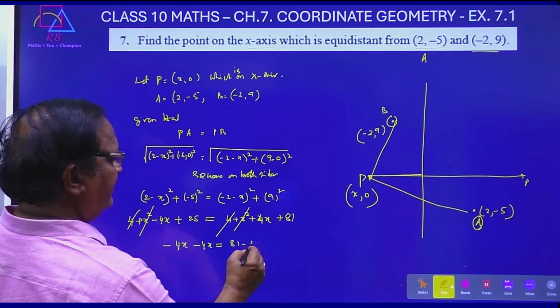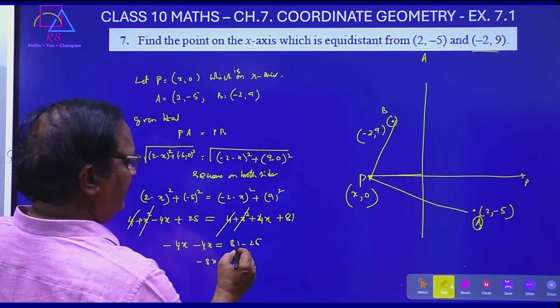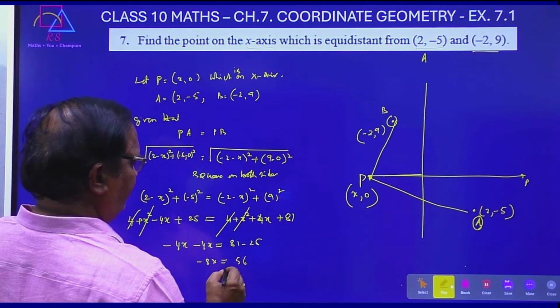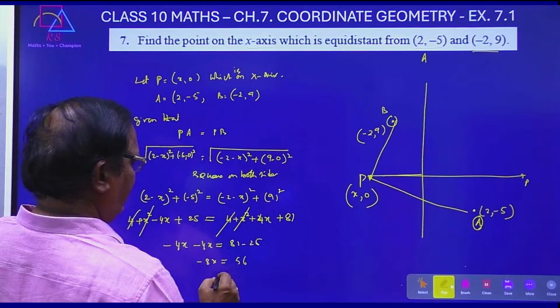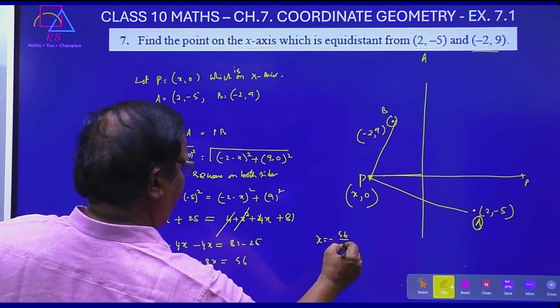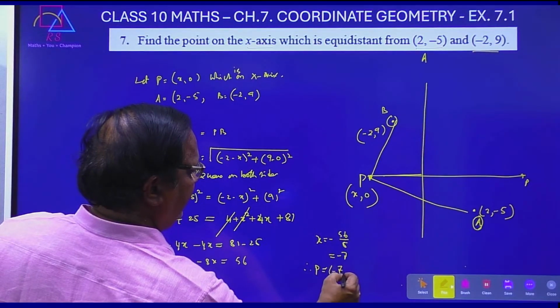So minus 4x, this 4x comes to this side, and 25 goes that side. Minus 8x is equal to 81 minus 25, which is 56. So x is equal to minus 56 by 8, which is minus 7. Therefore, P is equal to minus 7, 0.